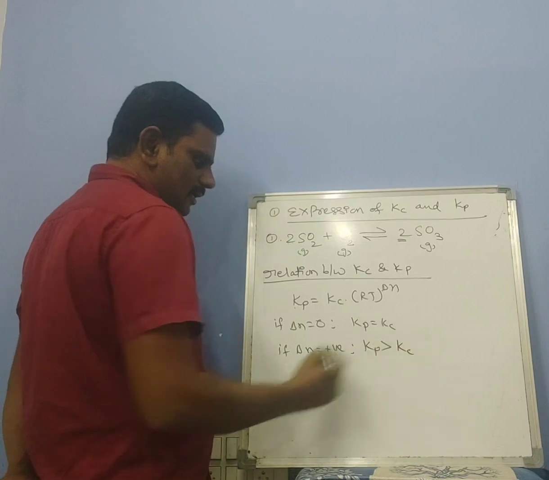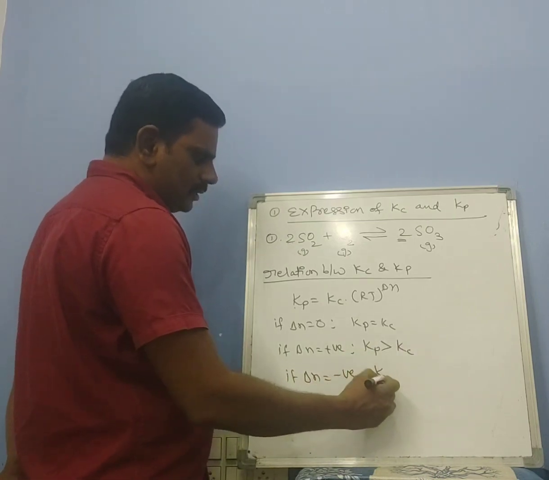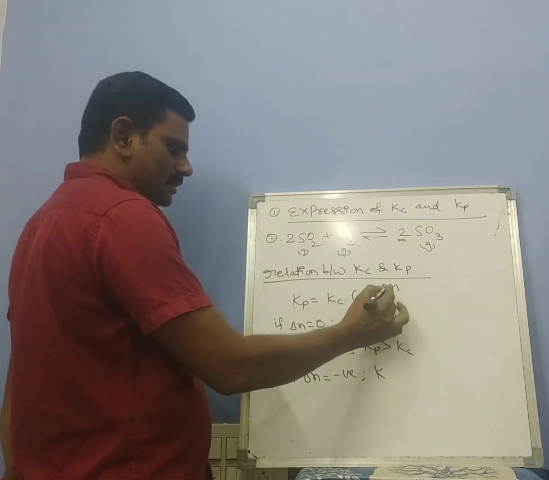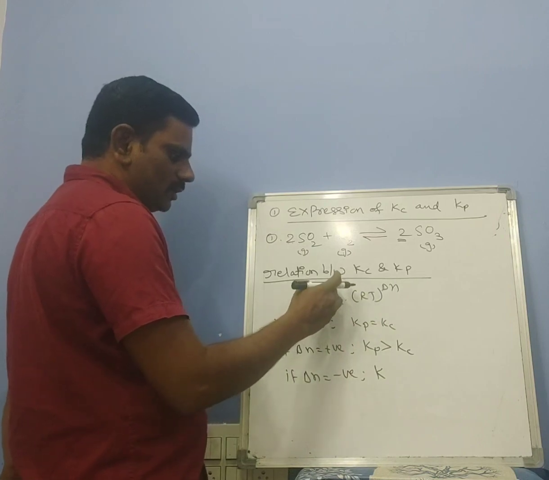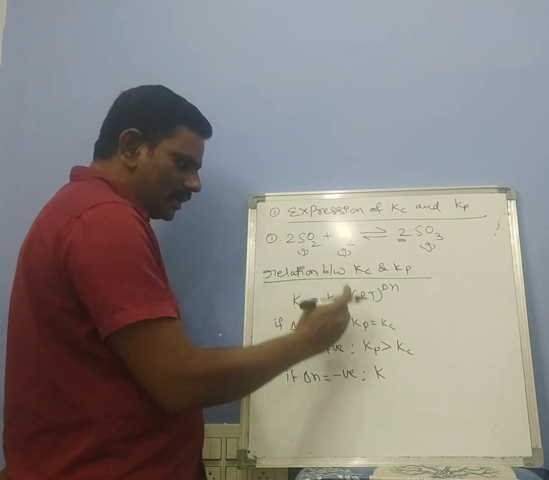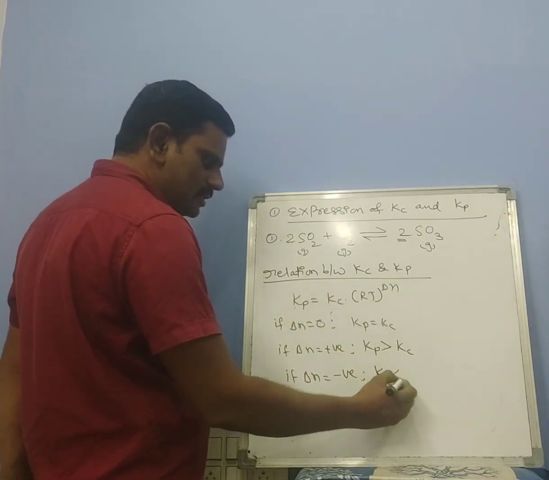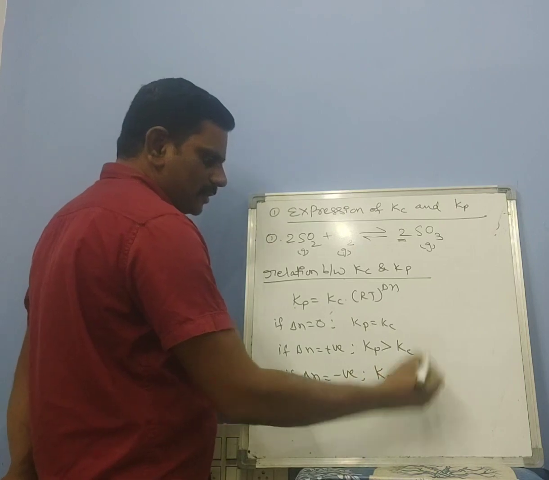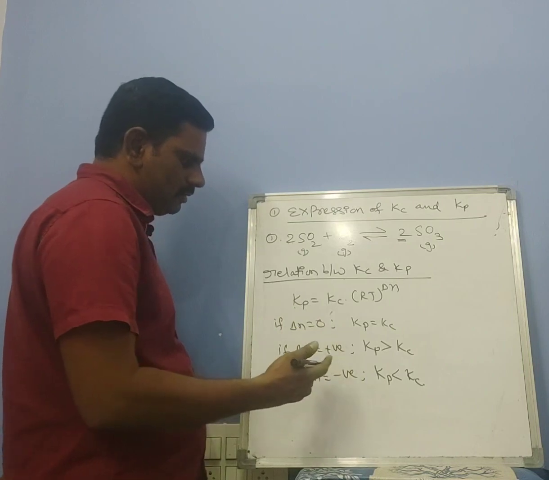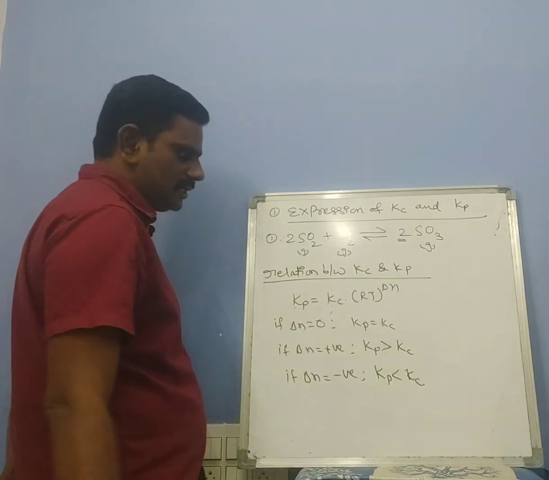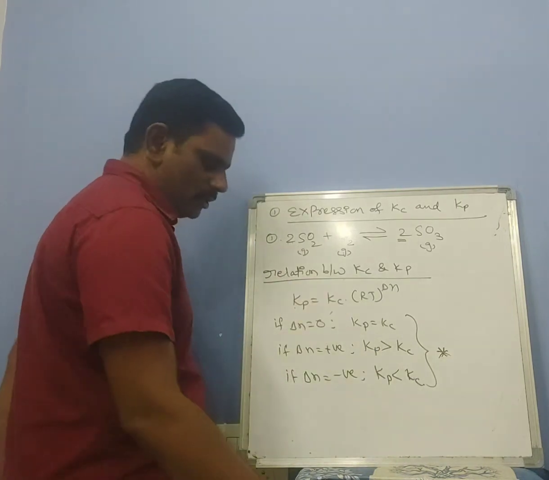Kp is greater than Kc. If delta N is negative, minus 1 for example, Kc is divided by RT, right? So Kc value is bigger. When you divide Kc by RT, then only the Kp value comes. So Kc value is bigger, Kp value is lower. So Kp is less than Kc. So this is the process of finding the relation between Kc and Kp. This is a very important area. We apply this concept to the above equation.